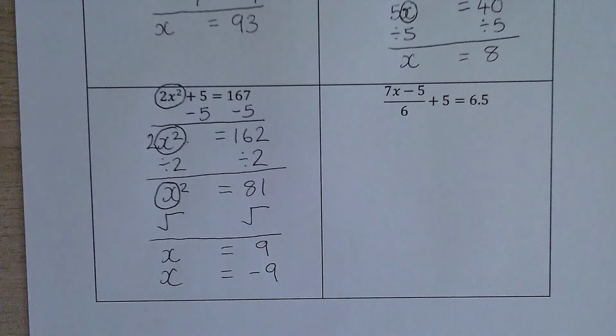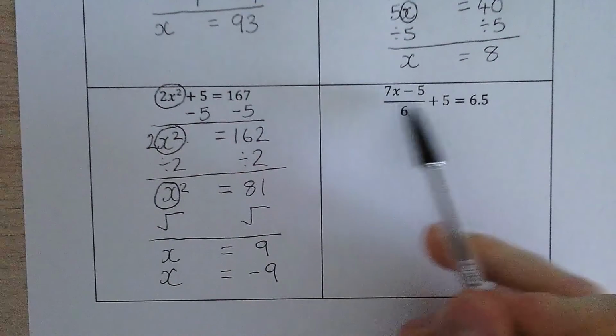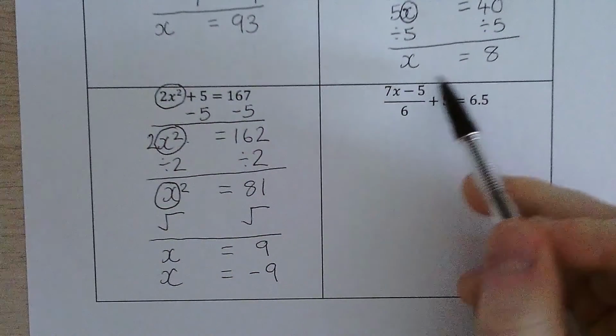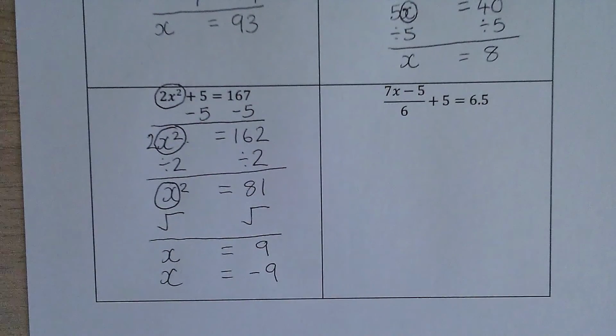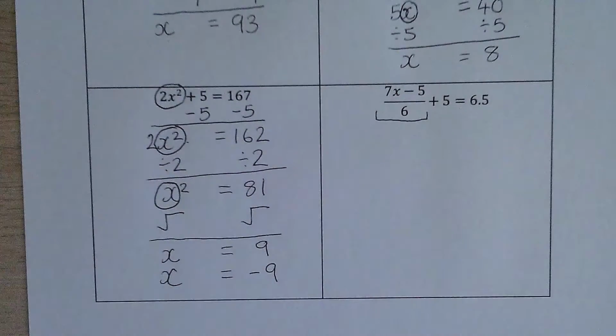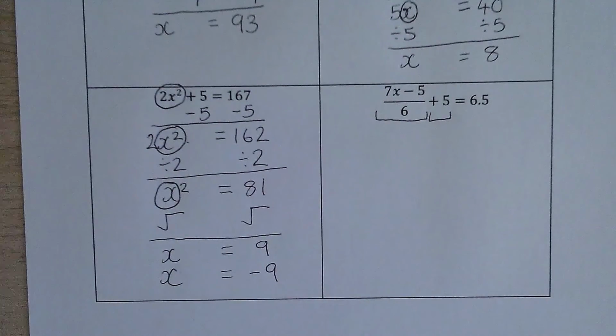On to today's final question, and here we have many steps, but if we follow our same rules, it's not difficult. We can see that we've got an x term in the top of a fraction. However, we also have terms that are outside the fraction. Here, this fraction counts as the first term, and this plus 5 counts as the second term.